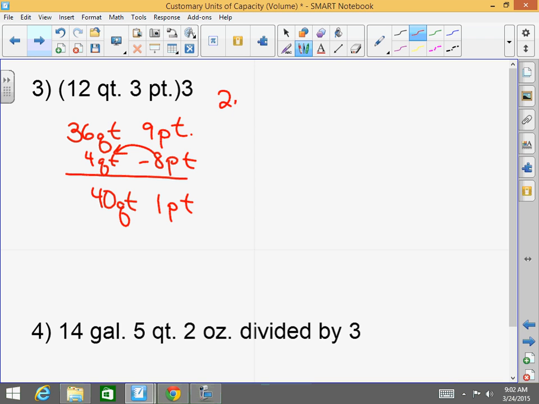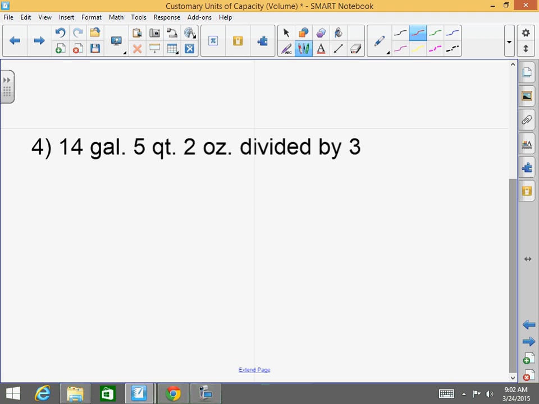Remember, my brothers, there are 2 pints in 1 quart. So I can take away 8 pints from 9. How many quarts would that be? That'd be 4 quarts. So 36 plus 4 quarts is 40 quarts and 1 pint. Again, this skill is not new to us. This skill has already been used and seen. Please make sure you write these down, my brothers. You can't learn if you don't write it down and practice, please. And thank you.